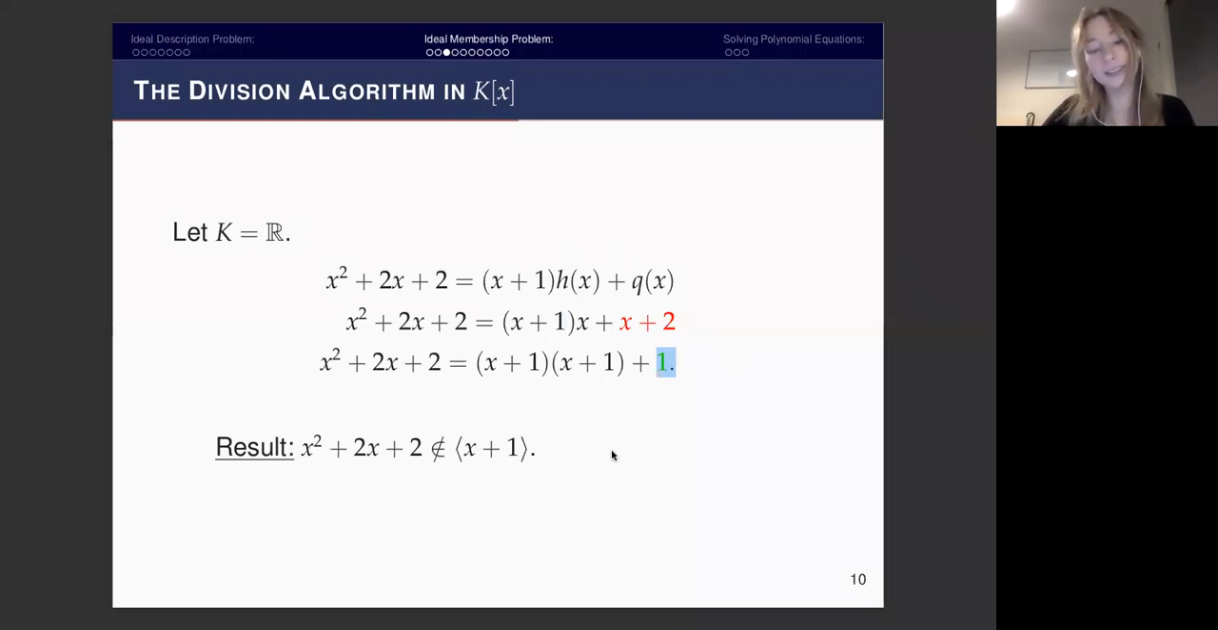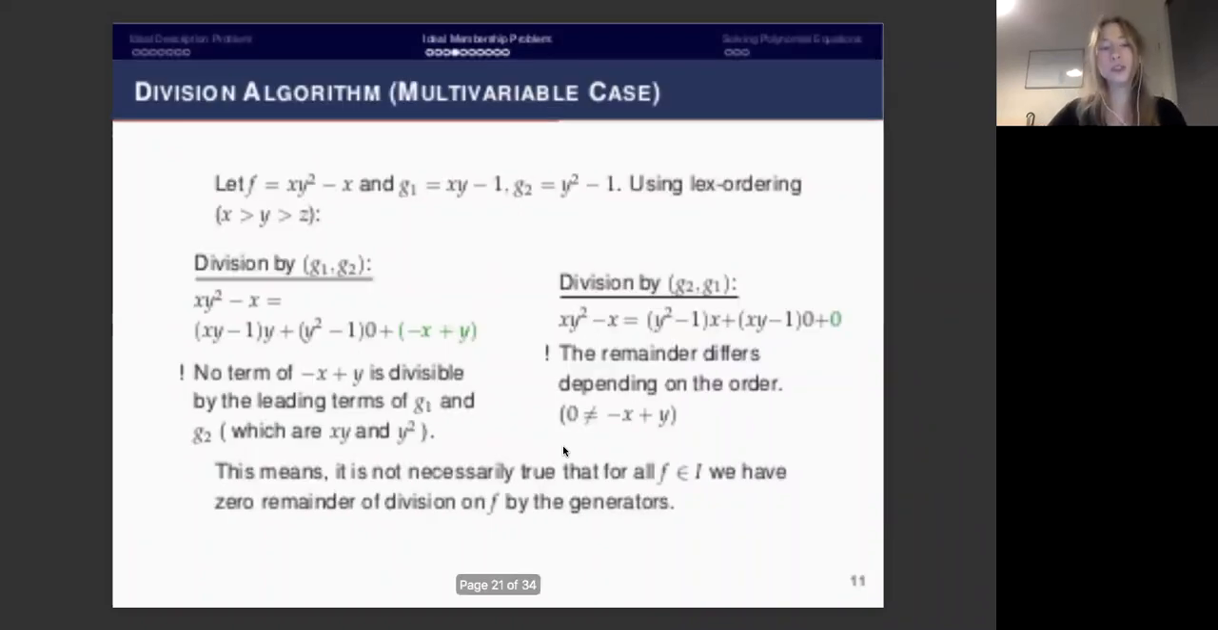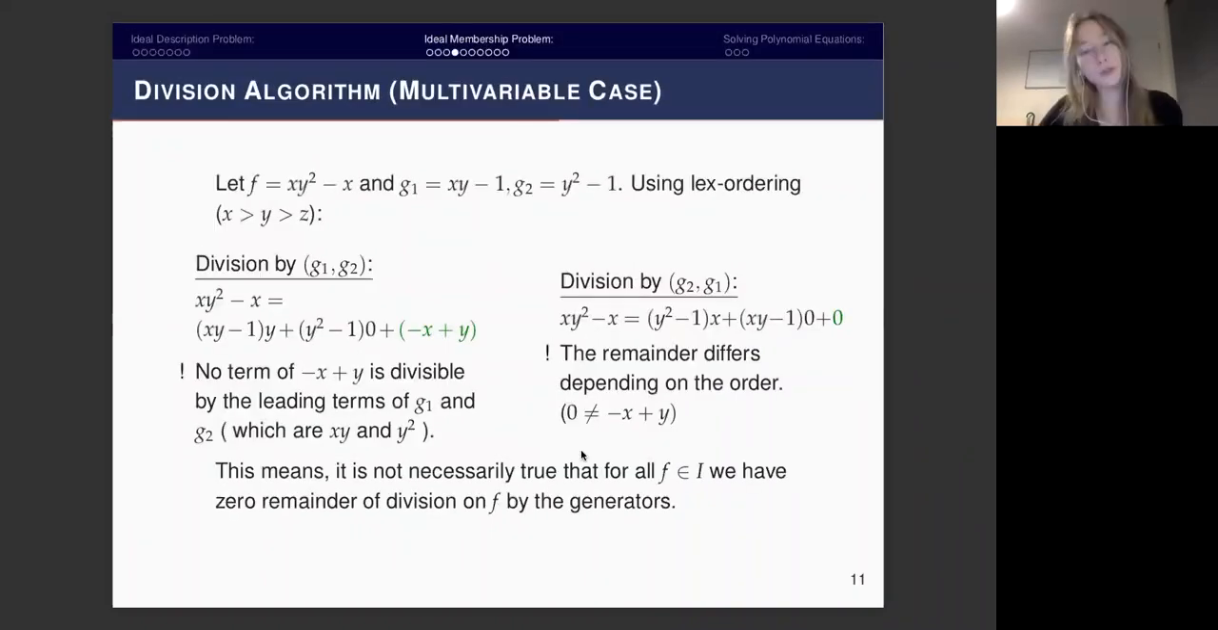And our result thus is that x squared plus 2x plus 2 is not an element of the ideal generated by the polynomial x plus 1. Let's consider the multivariable case now. And we will be using LEX-ORDERING.